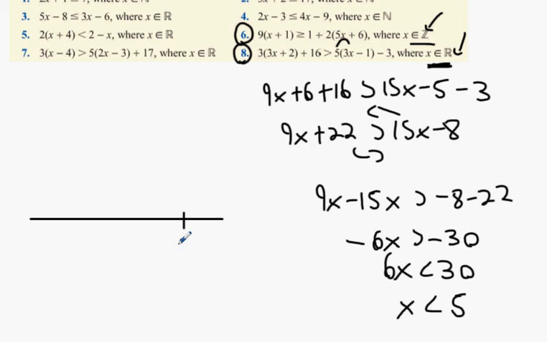Write down your number line. 5, 4, 3, 2, 1, 0. Is 5 included? Is there an equal sign? No. If there was an equal sign, it would be a filled in dot. If there's no equal sign, hollow dot. And you shade. Why do I shade it in? Fractions and decimals, and there's your arrow there. Okay.